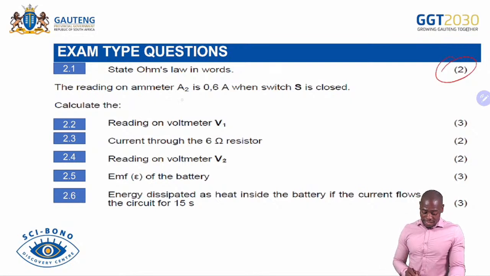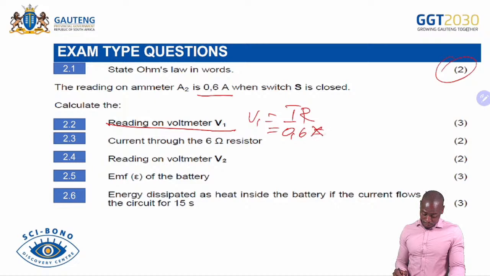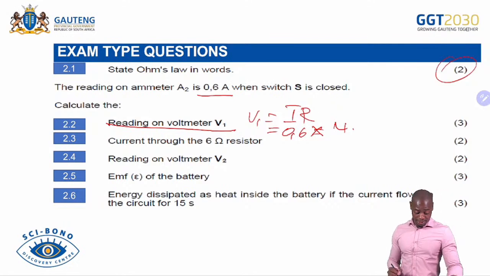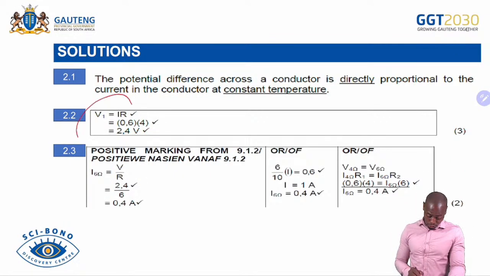Then the reading on the ammeter A2 is 0.6. You saw that. Then calculate the reading on voltmeter V1. We said V1 would be IR. Then what is that I? 0.6 multiplied by 4. Then that is what we're supposed to do. So I think we have a memo for this one. Yes, which is going to be this one.